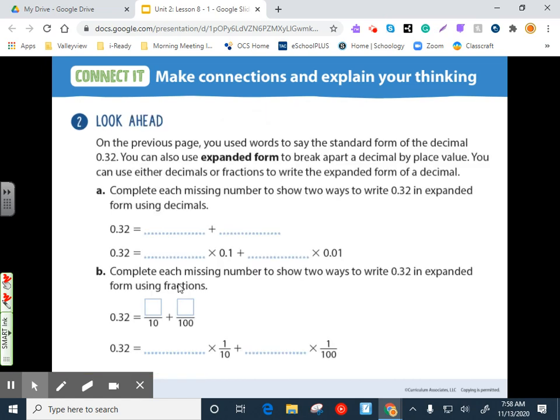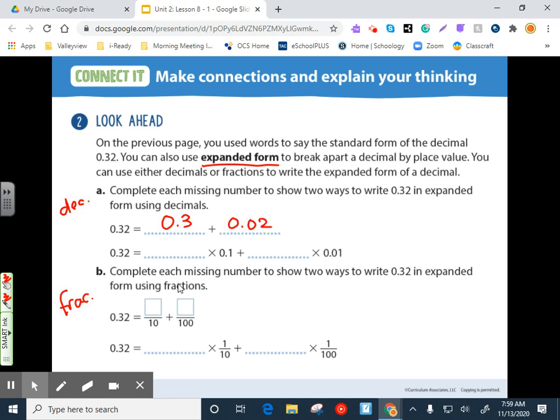All right, on the previous page, you use words to say the standard form of the decimal, 32 hundredths. You can also use expanded form to break apart a decimal by place value. You can use either decimals or fractions to write the expanded form of decimals. So we'll do both. A is decimal part, B is the fractional part. So let's start with decimals. So 32 hundredths is broken up into 3 tenths and 2 hundredths, just like that.